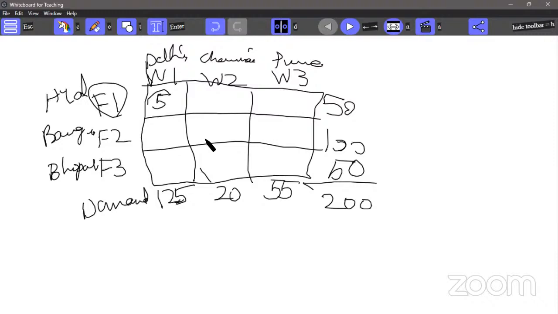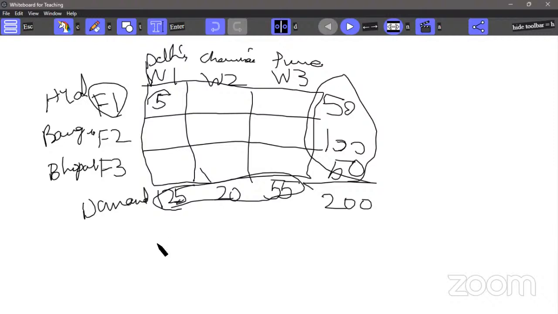So the matrix will be given to you, and the demand and supply of different warehouses and different factories will be given to you. What you have to find out is, we have to meet the demand, 125, 20, 55, and we have to exhaust the supply. So how many units from which factory you are sending to which warehouse? That is the typical solution.